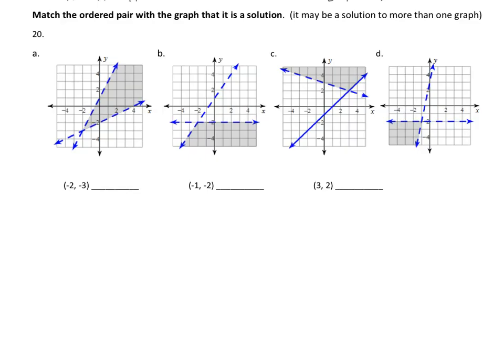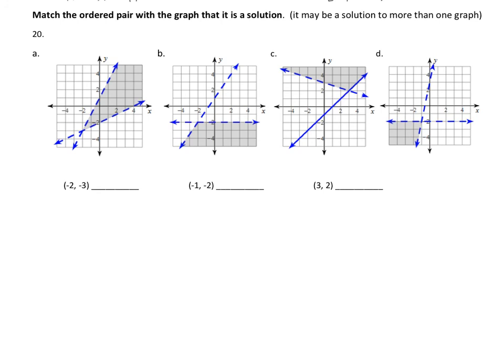Okay, so the next activity is a matching activity. We're matching the point that's given with the graph. And so we're going to start with point -2, -3. I'm going to check each graph to see if point -2, -3 is part of my solutions. -2, -3 is not a solution to graph A because that happens to be the intersection of those lines, and both of those lines are dashed lines, which means that any points on those lines are not going to be in the solution. So, not A.